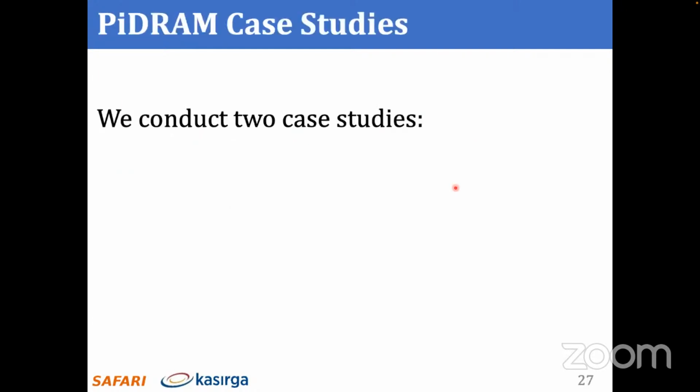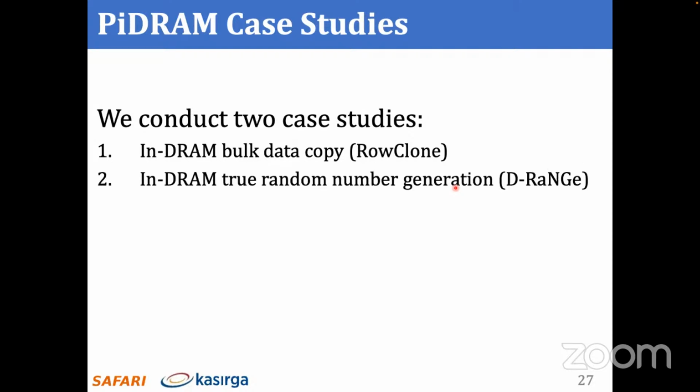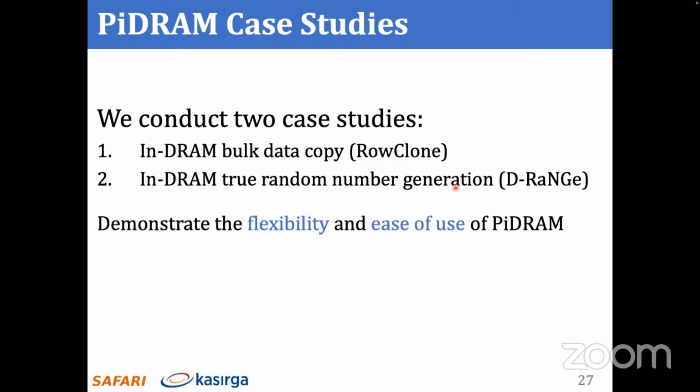So we conduct 2 case studies in PiDRAM. The first one is in DRAM bulk data copy operations, or row clone. And the second one is in DRAM true random number generation, which is also what's been proposed by D-Range. The purpose of these case studies is to essentially demonstrate the flexibility and ease of use of PiDRAM. And I will talk about the first case study, row clone, in today's talk.